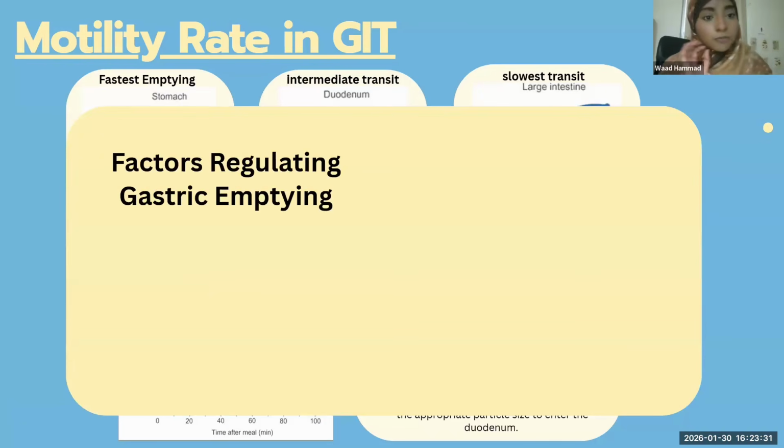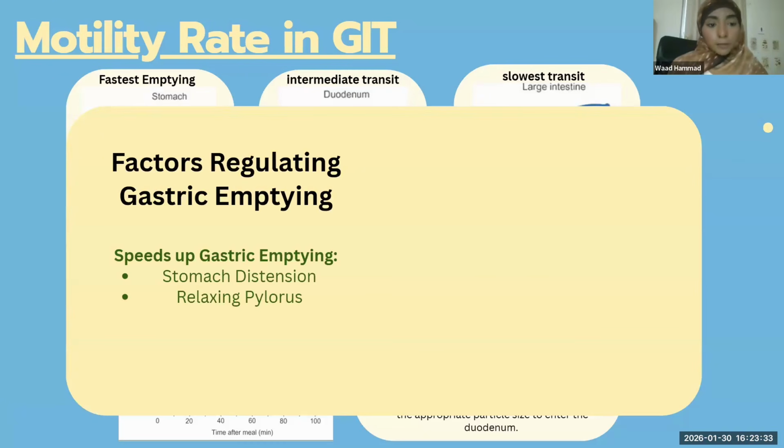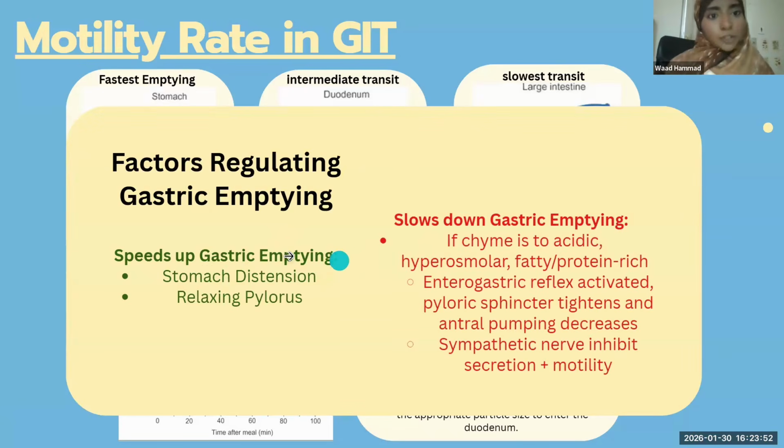Now, for factors that regulate gastric emptying, what speeds up gastric emptying is if there's a lot of food, a lot of distension, so more activation, more motility, and it's more likely for the pylorus to open and allow solids or anything to go through. And then, of course, a relaxing pylorus allows gastric emptying.